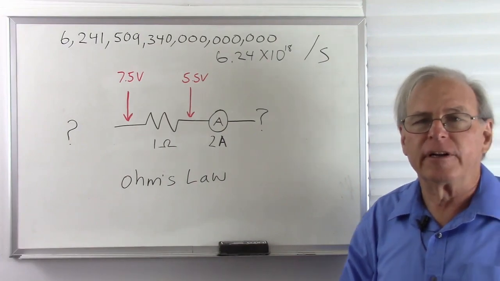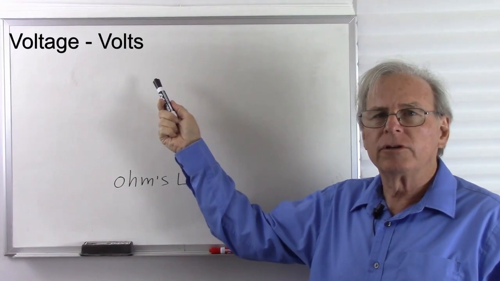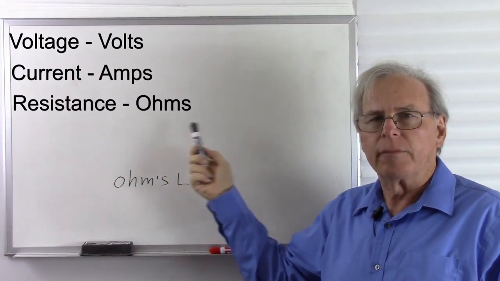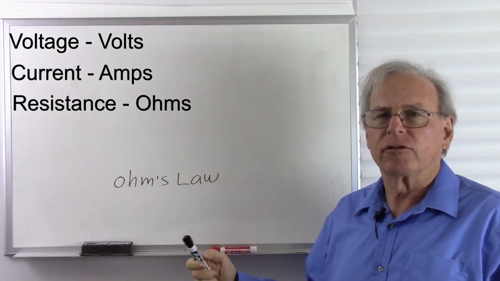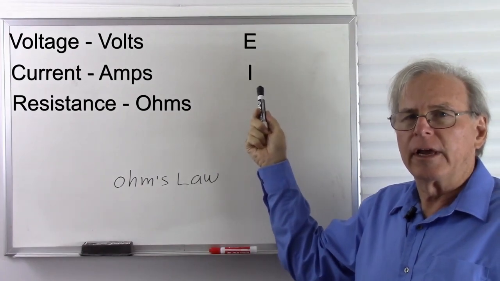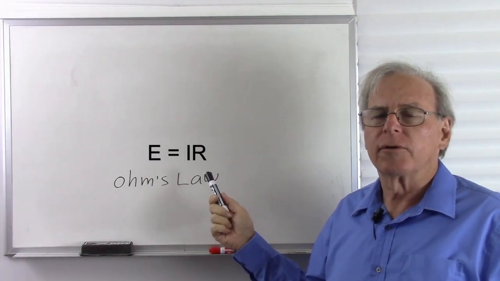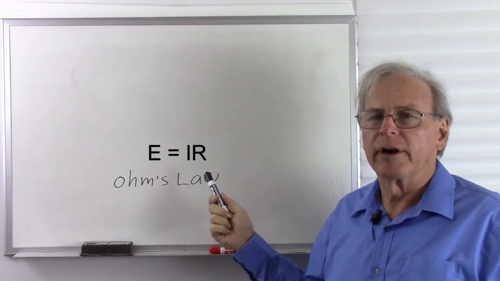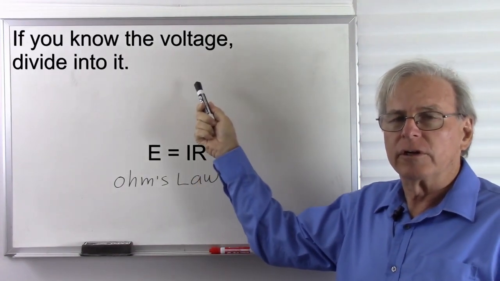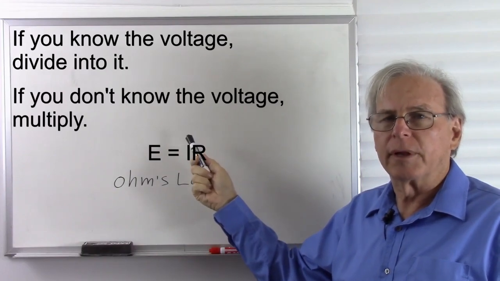And this is the first fundamental law of electronics. In electronics, we work with voltage, measured in volts, current, measured in amps, and resistance, measured in ohms. In international units, they are represented by E for voltage, I for current, and R for resistance. Ohm's law tells us the relationship between voltage, current, and resistance. And this formula mainly tells us, if you know your voltage, divide into it. If you don't know your voltage, multiply.